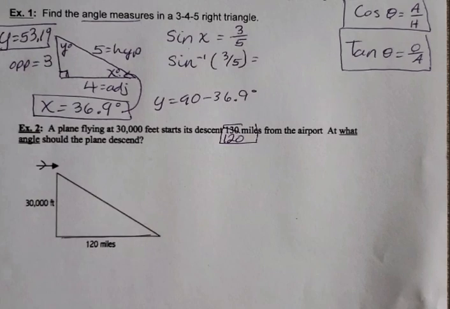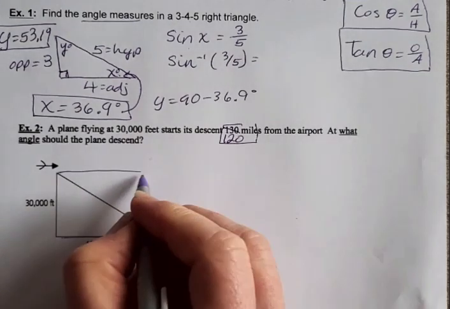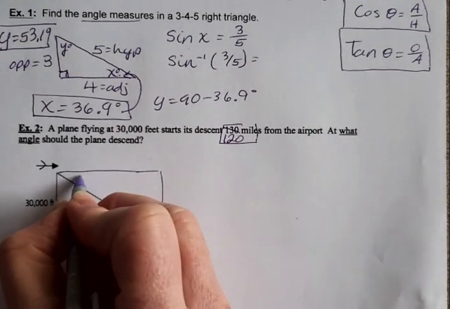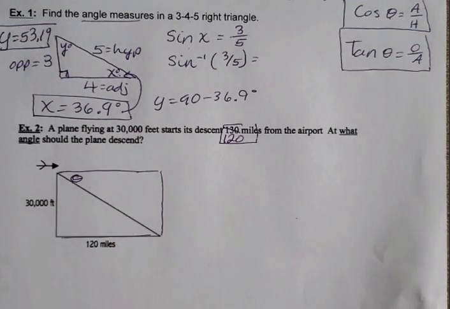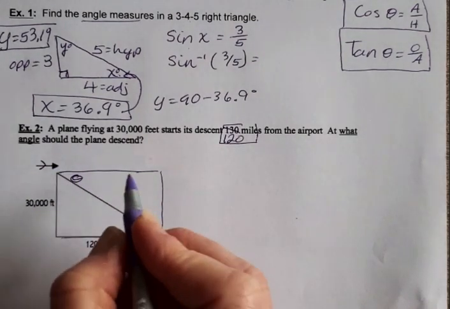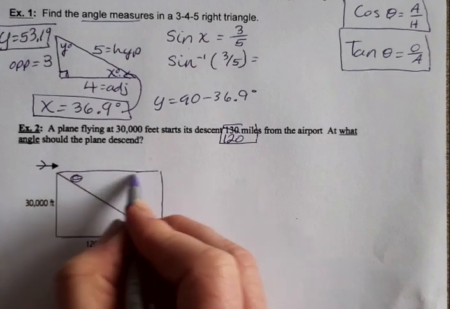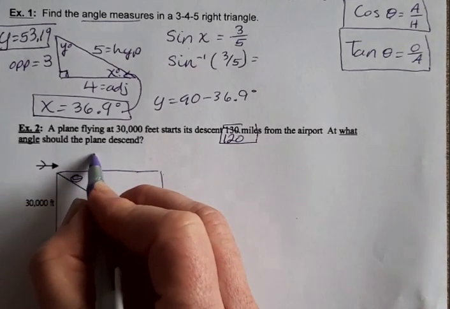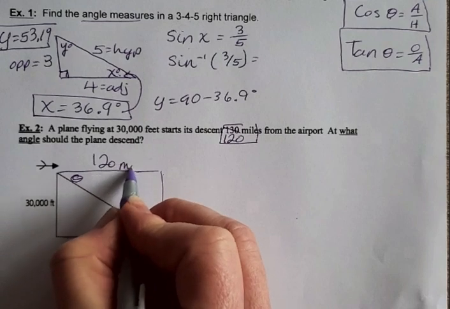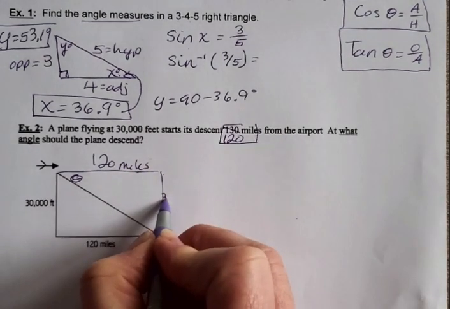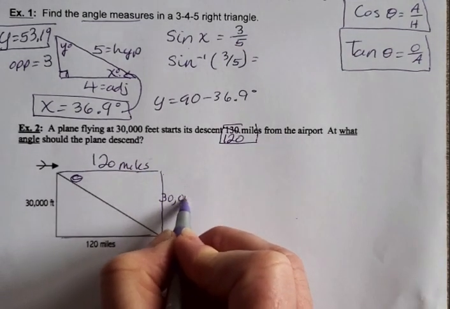So this is called the depression angle, or angle of descent. Right here, I'll call it, this is the angle we're looking for, the angle at which he comes down. So this triangle right here is going to be congruent to this triangle, so this length is also 120 miles. And this length is also going to be a height of 30,000 feet.